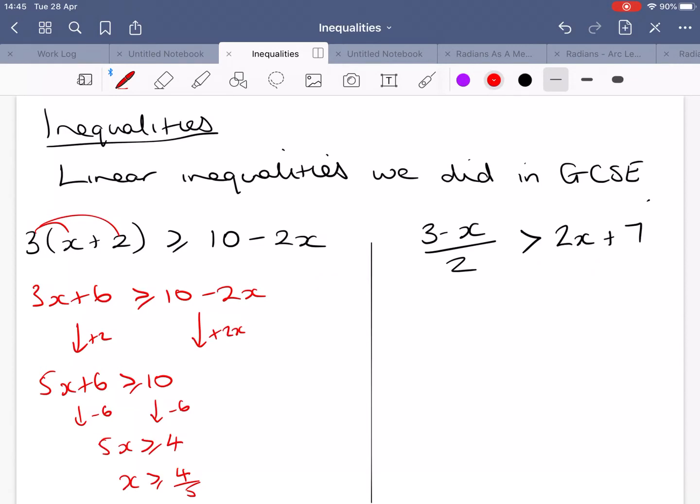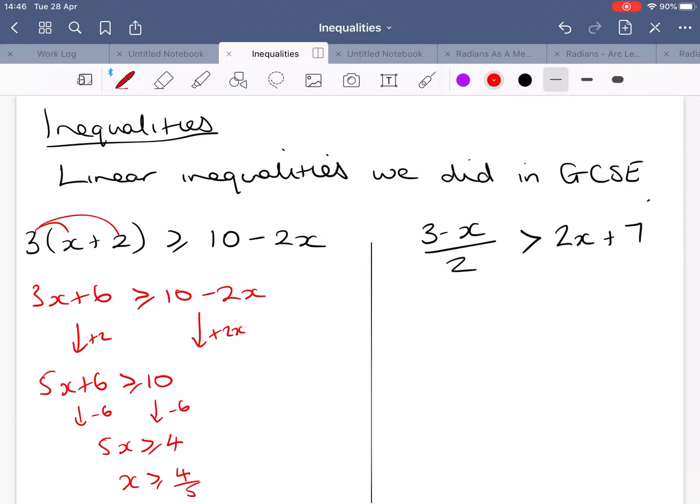Next one, a little bit more complicated, because this time we've got a bit of a fraction involved. And if we look at the left hand side of the inequality, all of that is divided by 2. So you've got the 3 take away x, all of that is divided by 2. And my philosophy is, whenever you're solving any equations, usually it's better to try and get rid of any denominators and deal with whole numbers. So that means I've got to multiply through by 2.